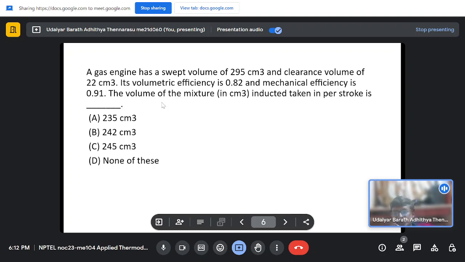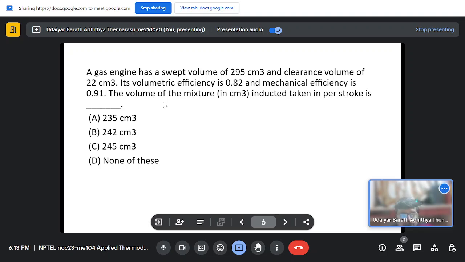So the next question is, a gas engine has a swept volume of 295 centimeter cube and clearance volume of 22 centimeter cube. They have also said that its volumetric efficiency is 0.82 and mechanical efficiency is 0.91. So the volume of mixture in centimeter cube inducted per stroke is.